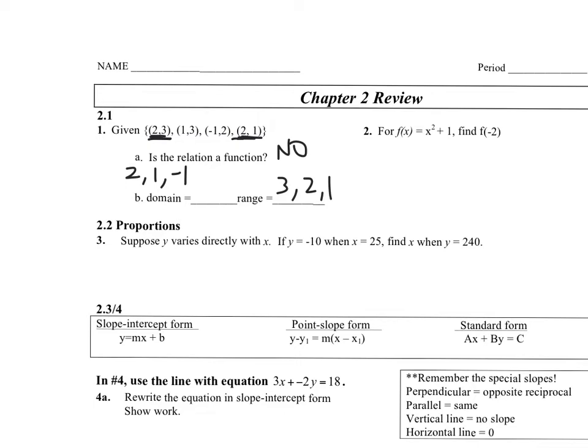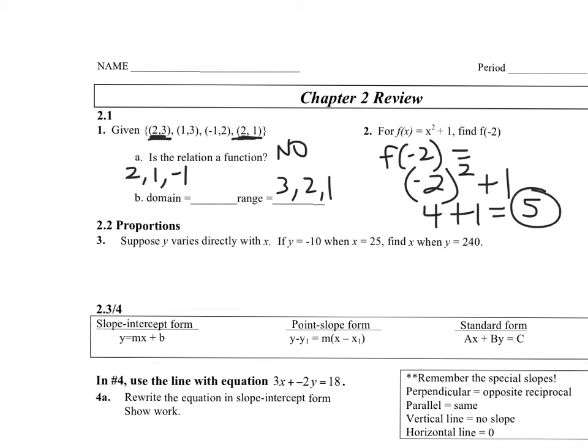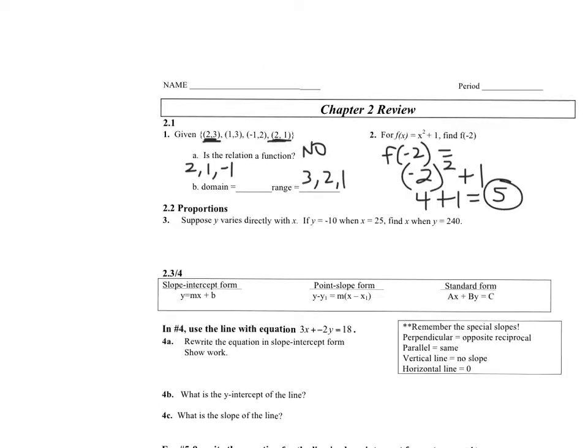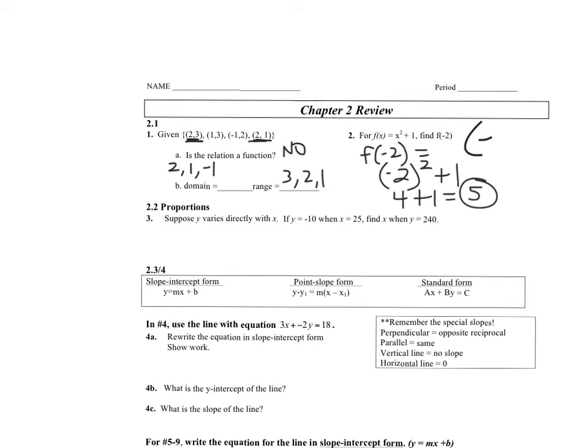All right, number 2, find f of -2. So we're going to take -2 and plug it into this function. Now I'm taking -2 and I'm squaring it, and when I square a negative, it comes out positive. So I'm adding 4 plus 1, and the answer would be 5. And so for that function, the point would be (-2, 5).